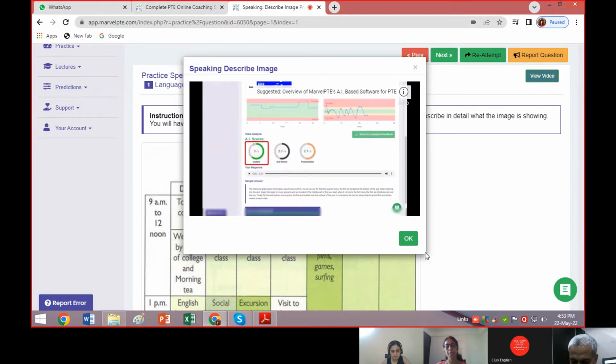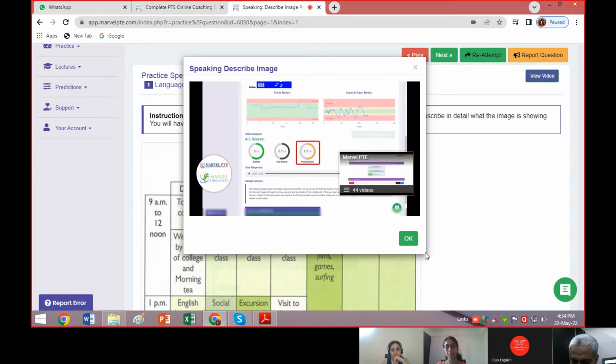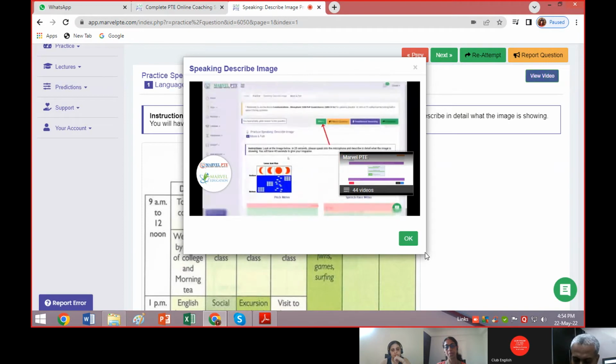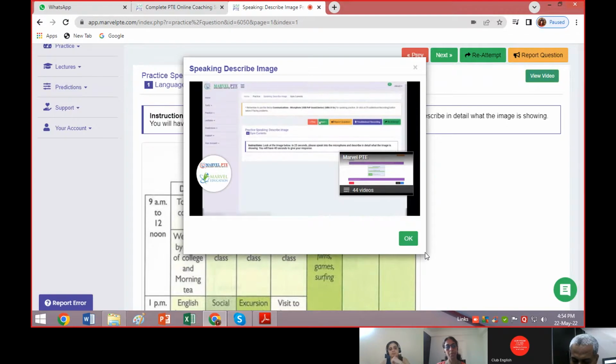Content score means how accurately you have described the image. Oral fluency score means how good your speech was, and if you took any unnecessary pauses, the score will be less. Pronunciation score means how well you are pronouncing the words. You can click on this button to hear back your response. Now, you can click on the next button here to go to the next question.